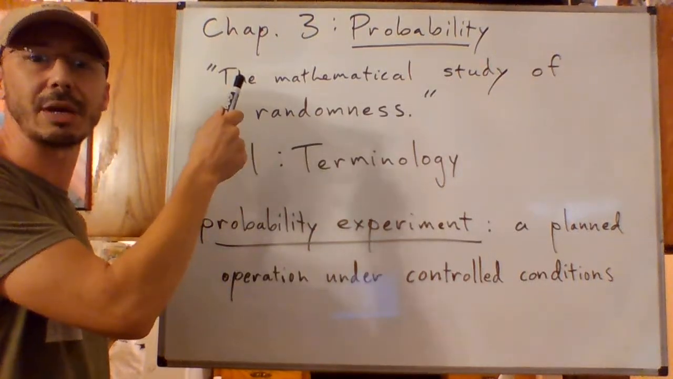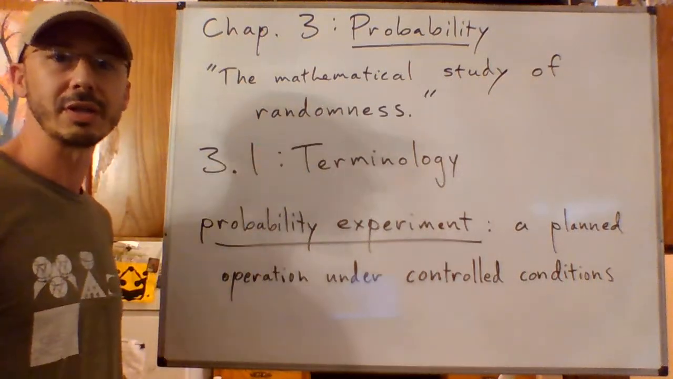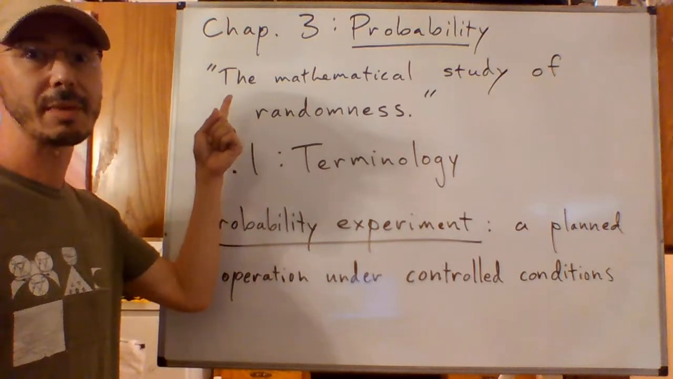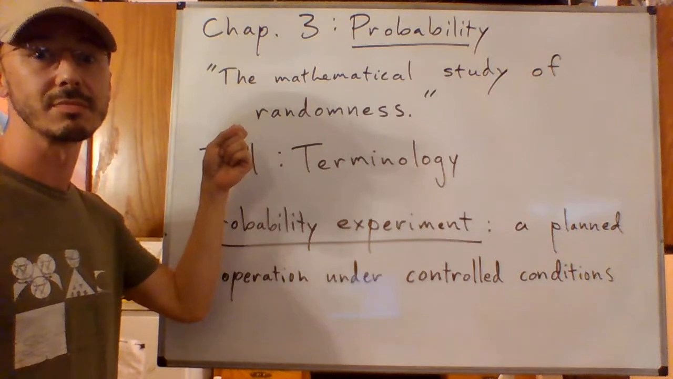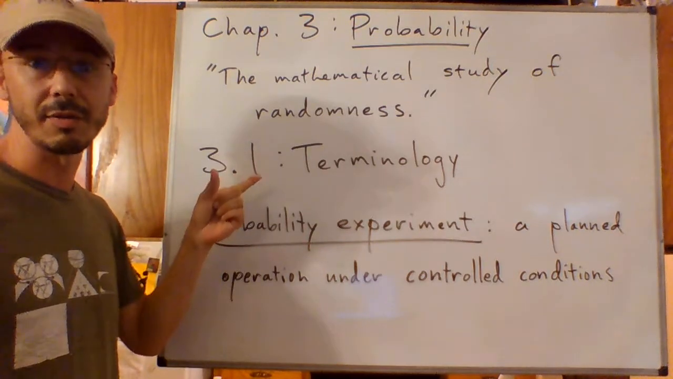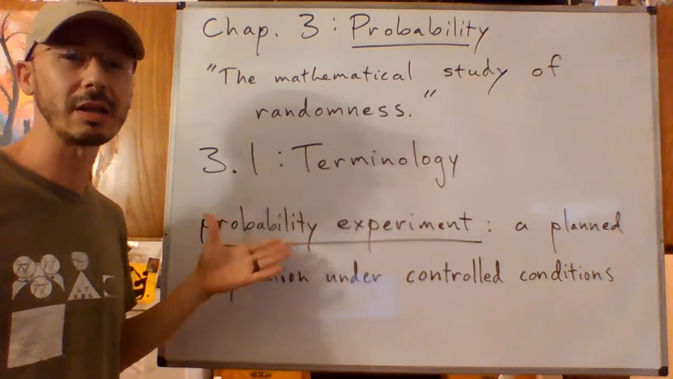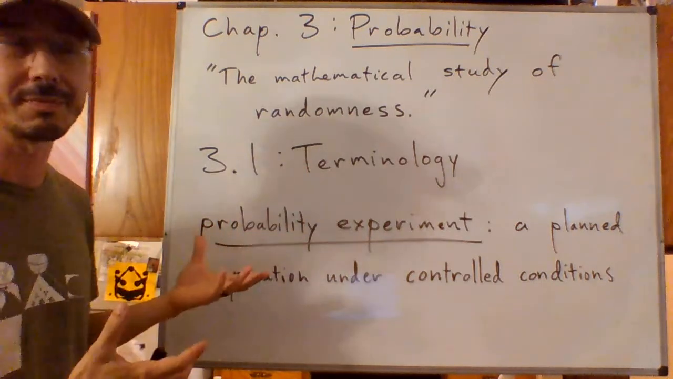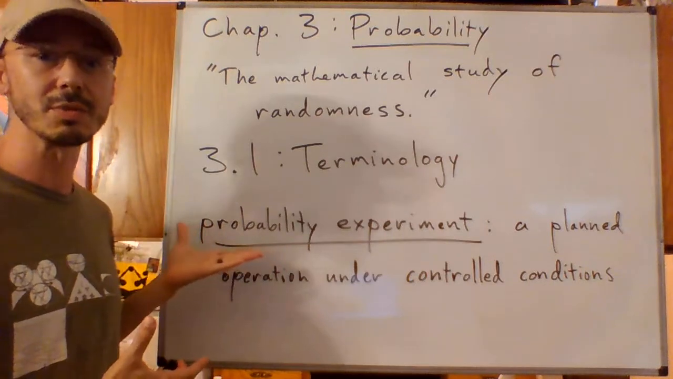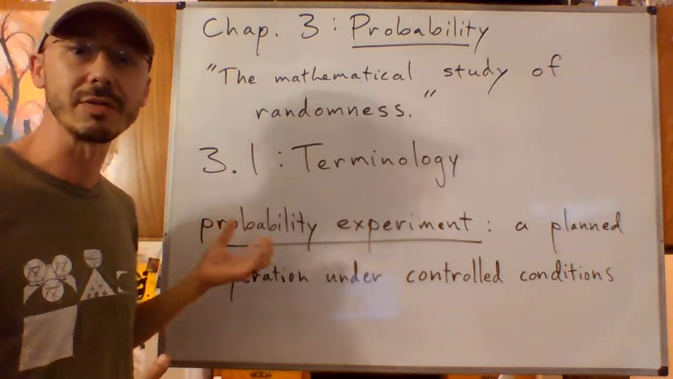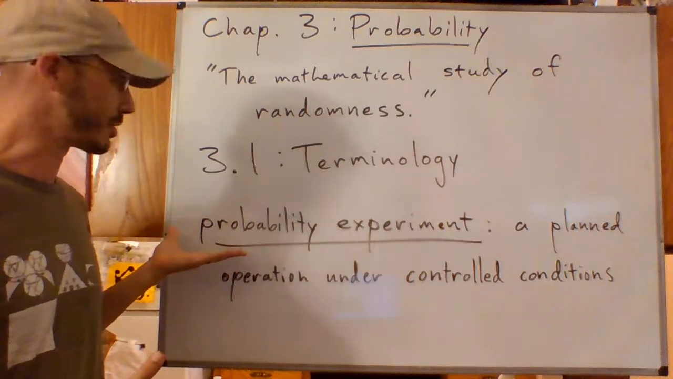This is the beginning of Chapter 3 on probability. If you'll recall from Chapter 1, probability is the mathematical study of randomness. Section 3.1 is about the terminology that we're going to use. So a lot like the beginning of Chapter 1 where we had definitions and new terms, we're going to do a lot of that in 3.1. Some of them are pretty involved. Some of them have a brief definition, though.